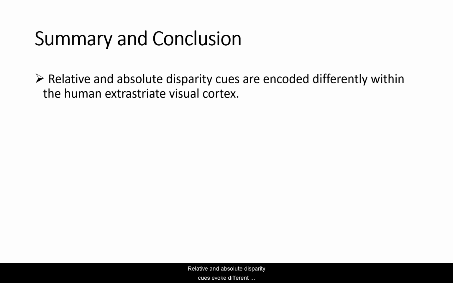So the take-home messages are: relative and absolute disparity cues evoke different response patterns within motion and stereoselective sites. Most importantly, our results suggest that the absolute disparity encoding is not limited to area MT. Rather, it can be found in the earlier motion-selective sites that are distributed within areas V3 and V3A.